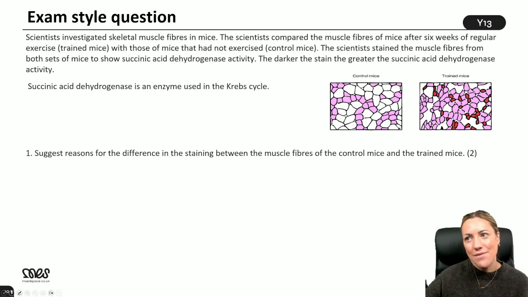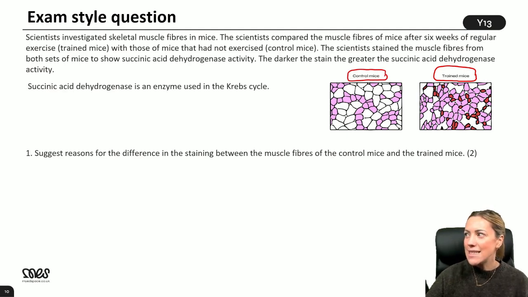So scientists investigated skeletal muscle fibers in mice. The scientists compared the muscle fibers of mice after 6 weeks of regular exercise. So these are trained mice. Imagine giving mice like a training program. I wonder what exercise they were making them do, like running on a wheel or something. But after 6 weeks of exercise, we're calling them trained mice. The control mice, just your normal mice that you're comparing them to, didn't do the exercise program.